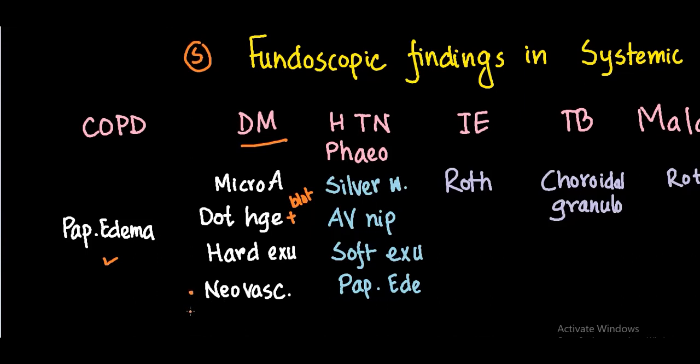This is also known as proliferative diabetic retinopathy. The previous ones are not proliferative. This is non-proliferative, but neovascularization means you have a proliferative diabetic retinopathy.